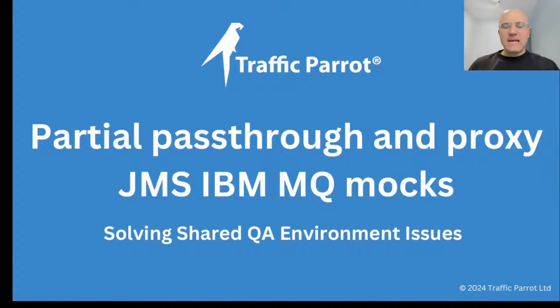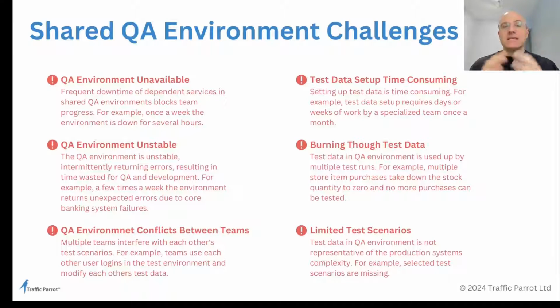Hey, let's have a look at partial pass-through JMS IBM MQ mocks and how Traffic Parrot with these types of mocks can help you solve some typical QA environment issues. Some of those issues that we'll be tackling are, for example, environment availability issues. Once a week the environment is down for a few hours.